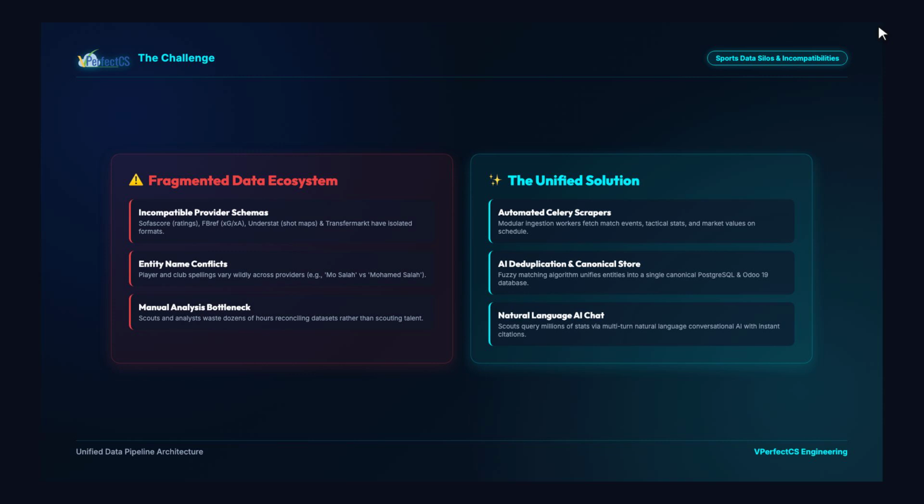Why is building a unified football intelligence platform so challenging? Because football statistics are heavily fragmented. Sofascore excels at live fixture events, player ratings, and heat maps. FBref delivers deep tactical metrics, expected goals, and progressive passing data. Understat provides granular shot maps, while Transfermarkt tracks market valuations and contract timelines. Worse yet, player and team names vary wildly across platforms. Without intelligent entity resolution and automated ingestion pipelines, analysts waste hours manually reconciling conflicting datasets.